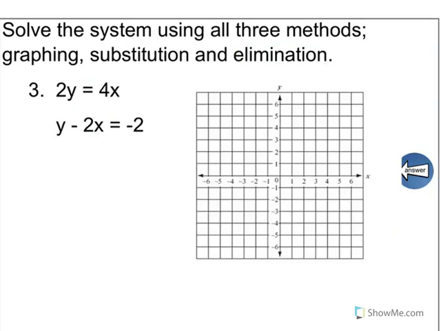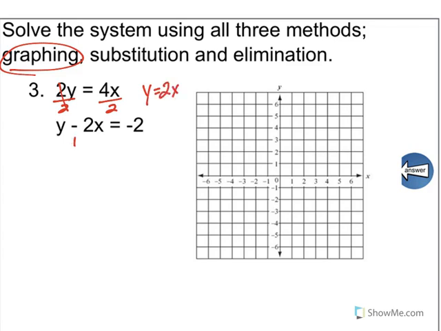Looking at this third one, this one would be best to solve using graphing. The reason why I would choose graphing for this one is because both of these equations are fairly easy to get into slope-intercept form, even though they're not already there yet. On this top one, I would just have to divide everything by 2 so that y is by itself. This would be y is equal to 2x.